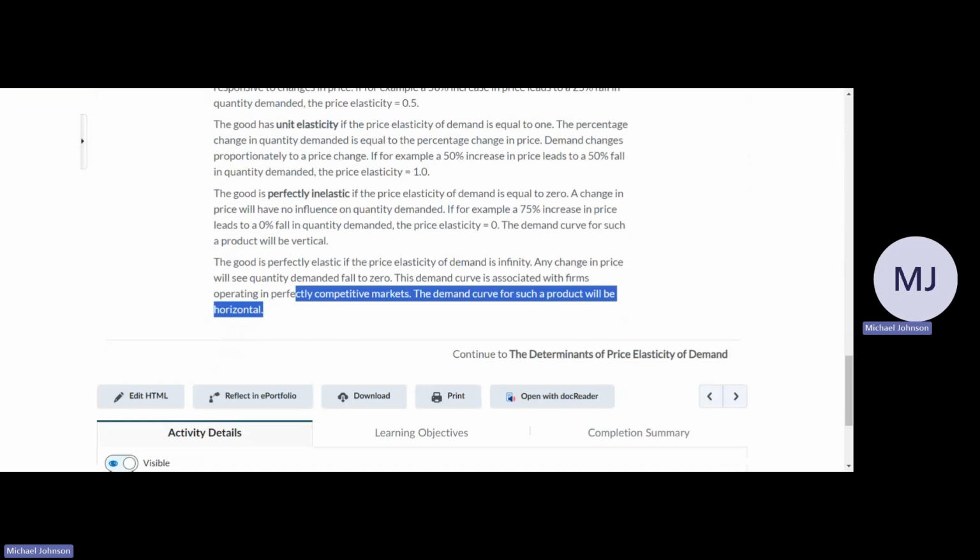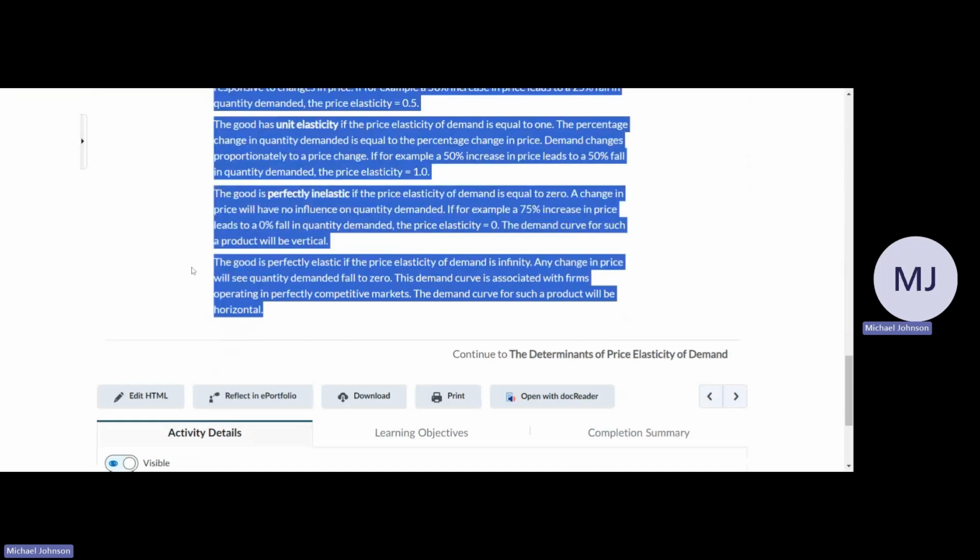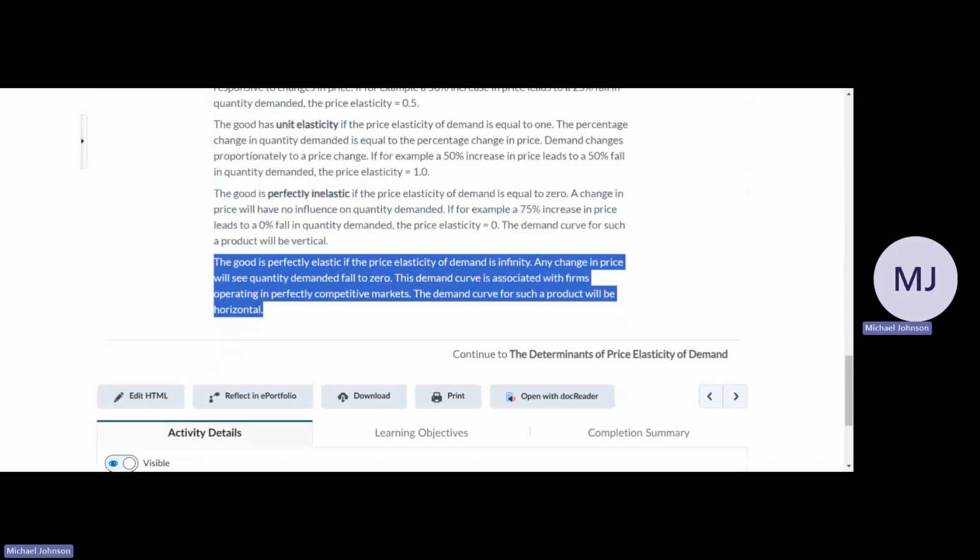And then perfectly elastic is when any change in price will reduce demand to 0. So that's usually used in very competitive industries. So if an industry is very competitive and prices are basically the same, that would happen. So you could just switch to the competitor if the price goes up.